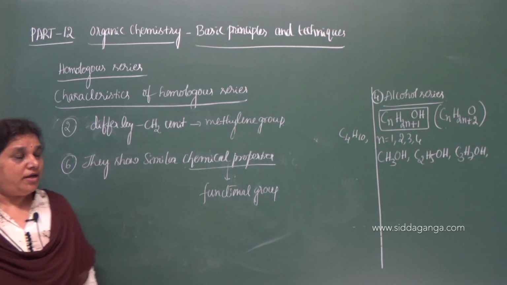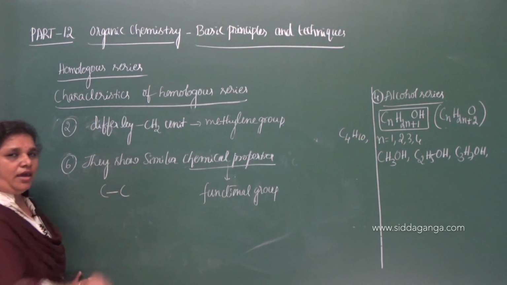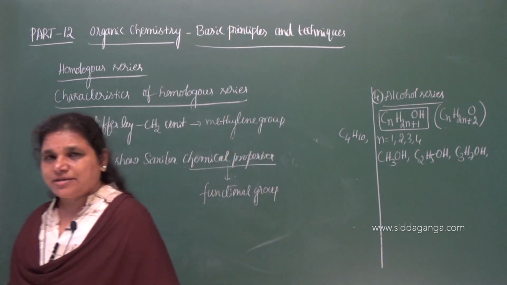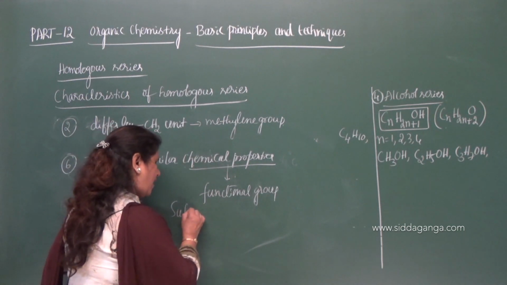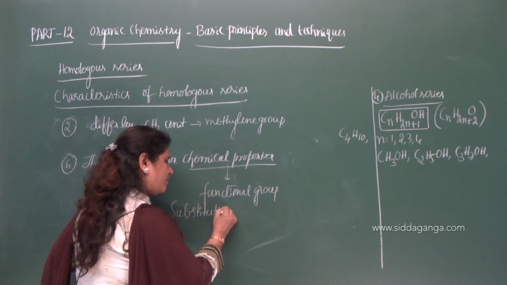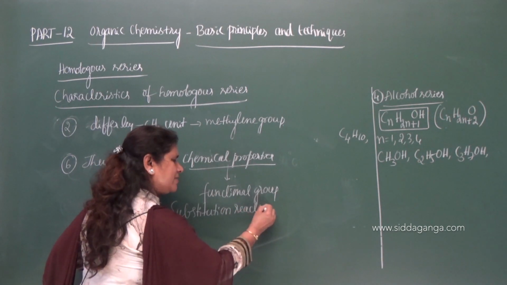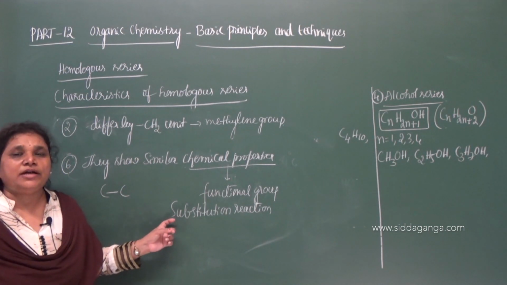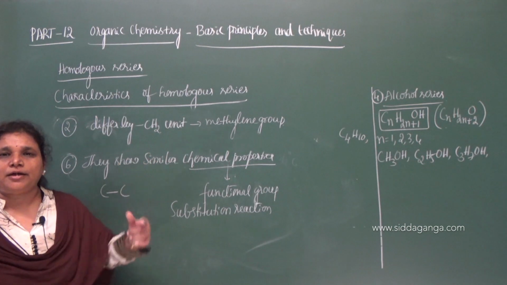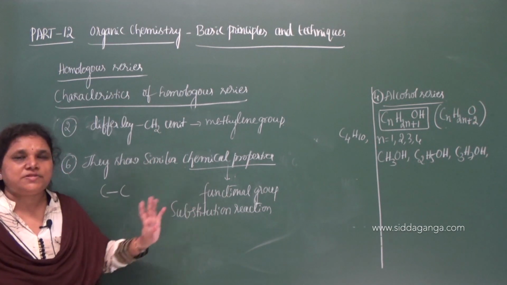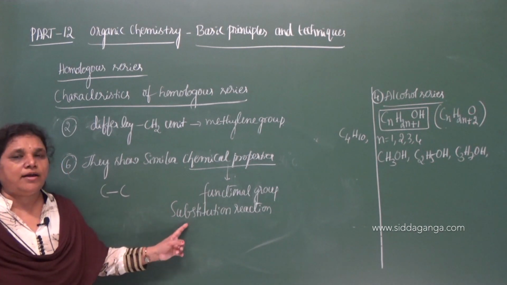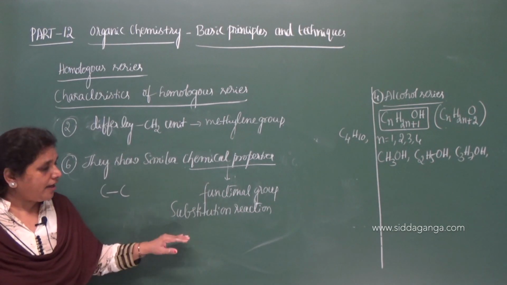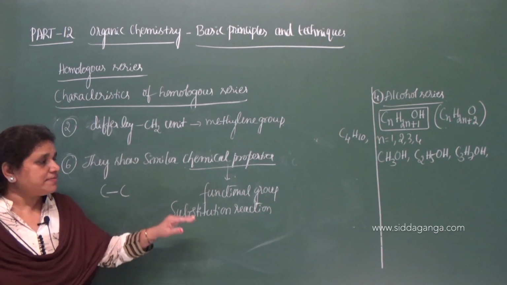For example, what are the characteristic properties of alkanes? You can say the characteristic properties of alkanes are substitution reactions. They undergo substitution reactions. What do you mean by substitution? Substitution is nothing but replacement of one or more hydrogen atoms of an alkane by another atom or group of atoms, and that is called a substitution reaction. So especially the alkanes give substitution reactions. What are the characteristic properties of alkanes? They undergo substitution reaction.